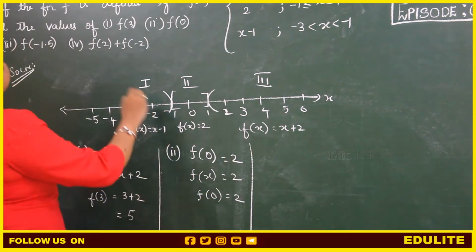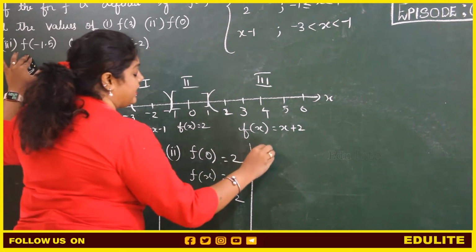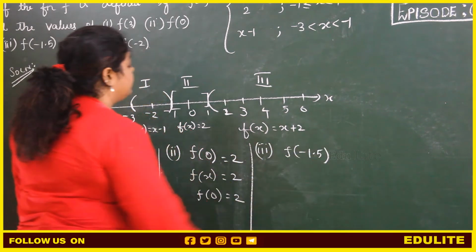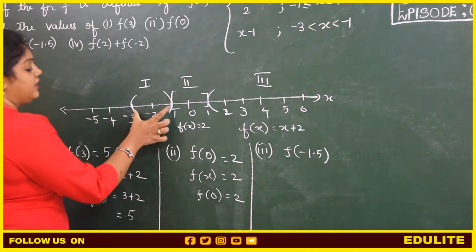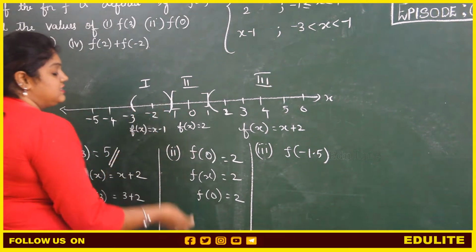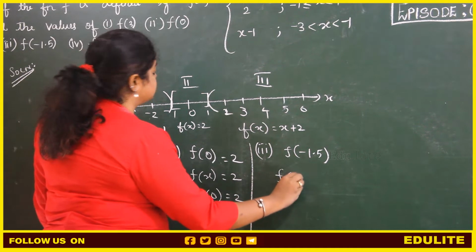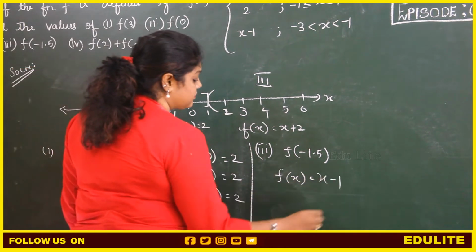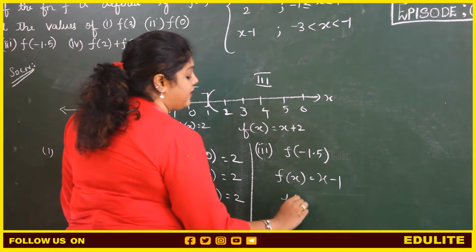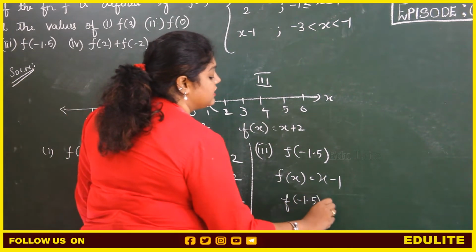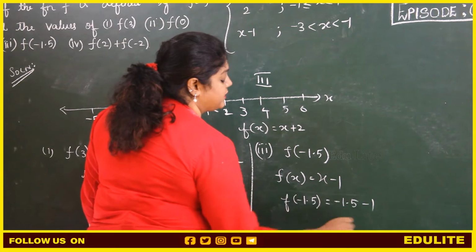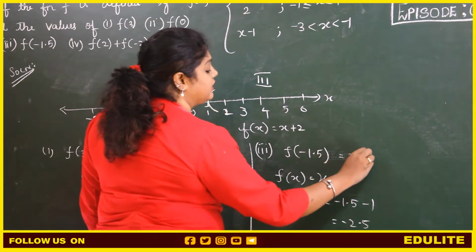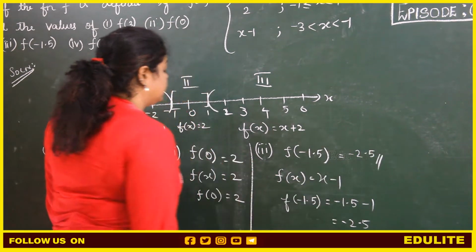And the third option we have to find is f of minus 1.5. It lies in the first interval, therefore we have to use f of x equals x minus 1. So, in place of x we have to substitute minus 1.5. So minus 1.5 minus 1 gives us minus 2.5. Therefore, f of minus 1.5 equals minus 2.5.